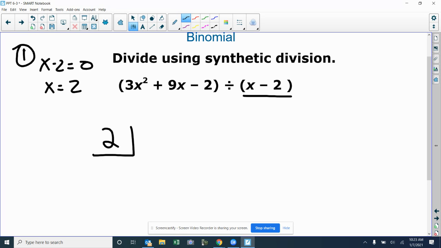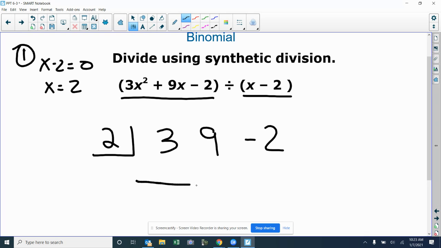Now, I'm going to look up and see what I'm dividing into. Is that in standard form? Yes, it is. Do I need any zeros in there? Am I missing anything? So we're just going to write those lead coefficients: 3, 9, negative 2. And draw myself a little line there. So far, so good with the process?